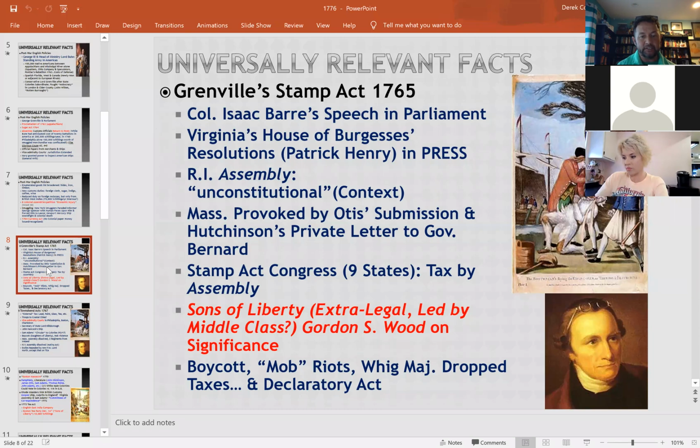And then in other cases, they engaged in more mob-like activity. They formed mobs in response to the Stamp Act in Boston in particular.